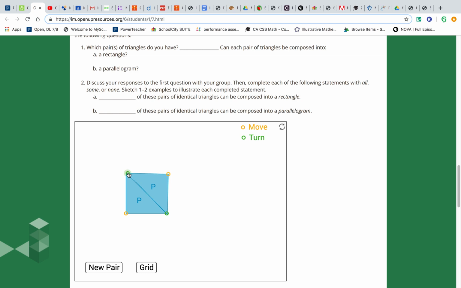Okay, you can see it coming together, right? It's going to come together, and you're going to have, in this case, a square, or a rectangle. So that's for letter P.